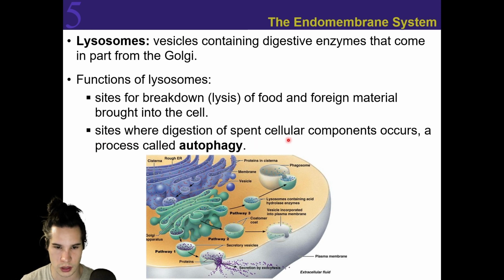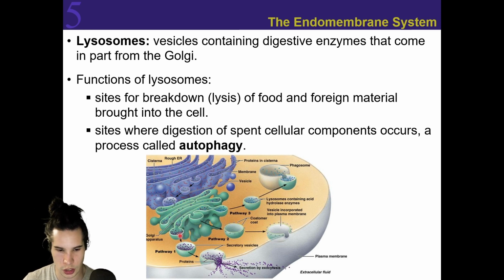So they could be sites where digestion of spent cellular components occurs. And we call this process autophagy. Autophagy can be broken down: phagy means to eat, and auto means self, so self-eat.